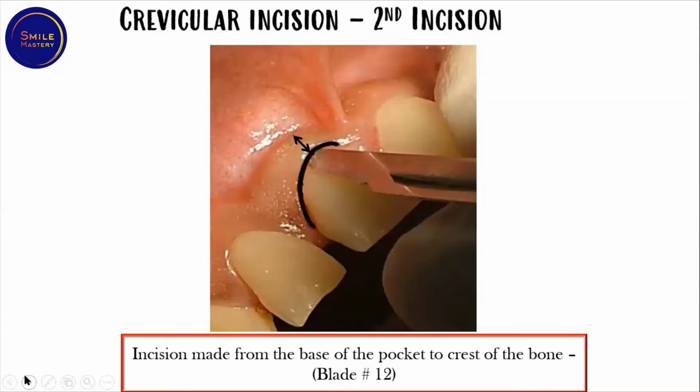This is called a crevicular or sulcular incision, wherein the blade is moving in a mesiodistal direction, but at the same time it is hitting the crest of the bone through the base of the pocket. If you give this incision, it helps to raise the flap on the buccal and palatal aspect.